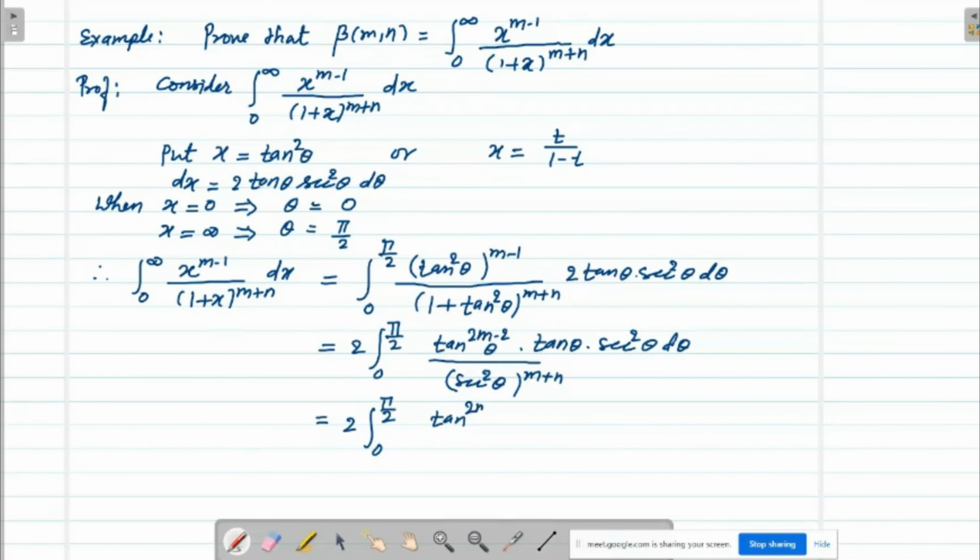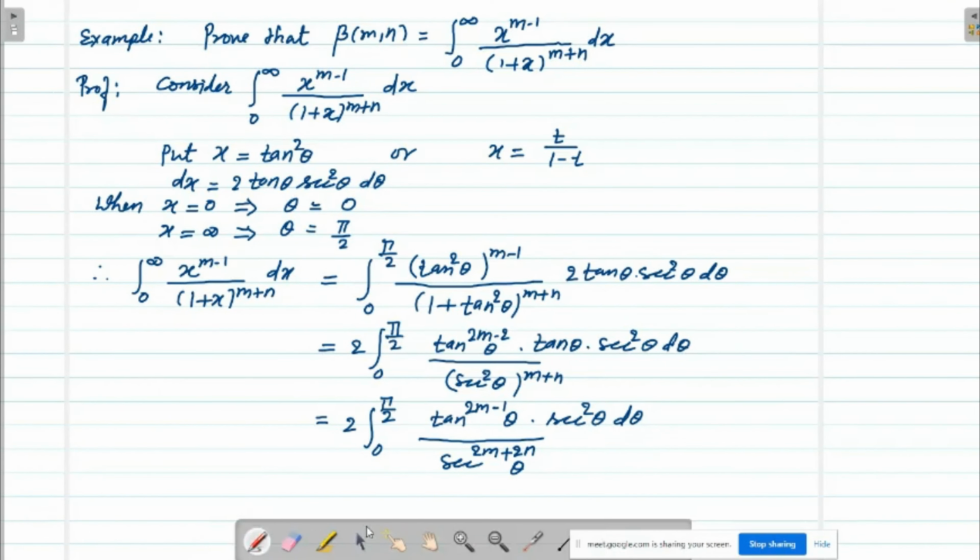Tan 2m, or power is 1 here, so 2 minus 2 and plus 1, how much? That is minus 1 theta, and here sec square theta as it is. Just write down sec square theta and d theta, and this can be written as sec to the power 2m plus 2n theta.